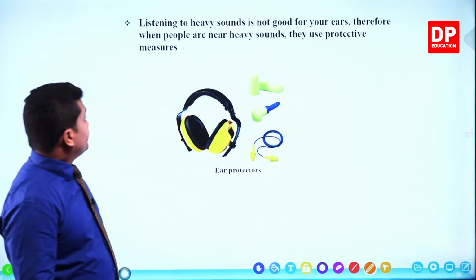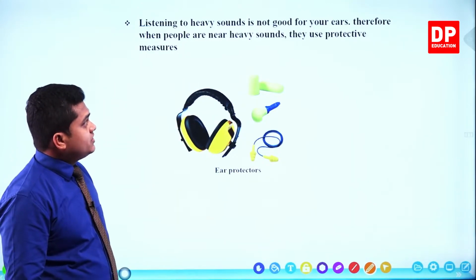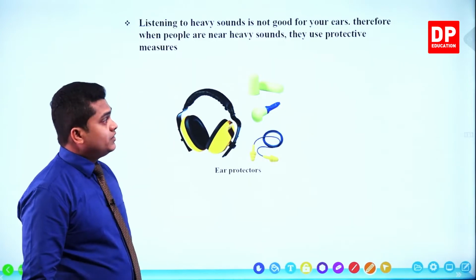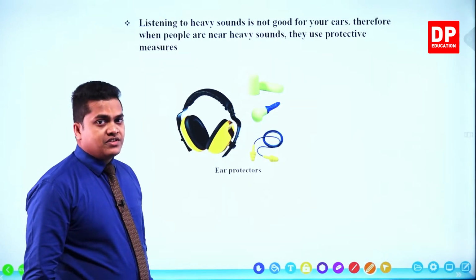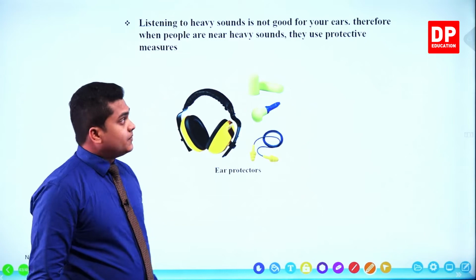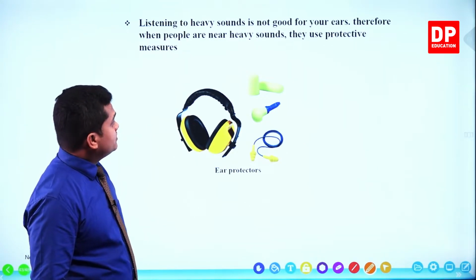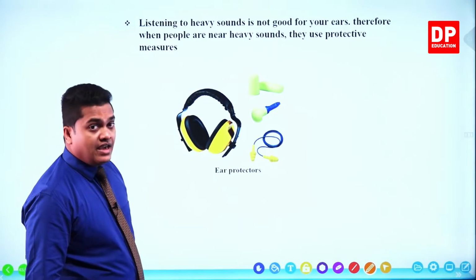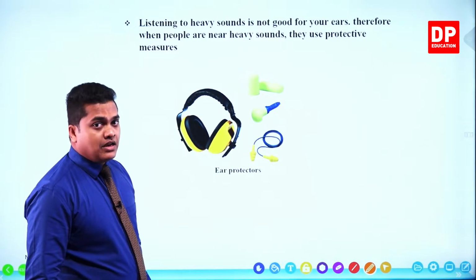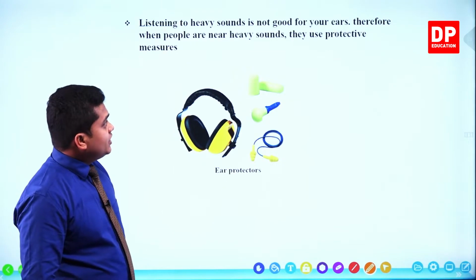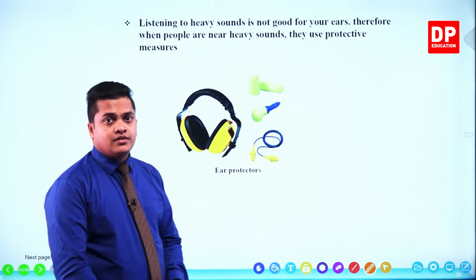So here, listening to heavy sounds is not good for your ears. Therefore, when people are near heavy sounds, they use protective measures.